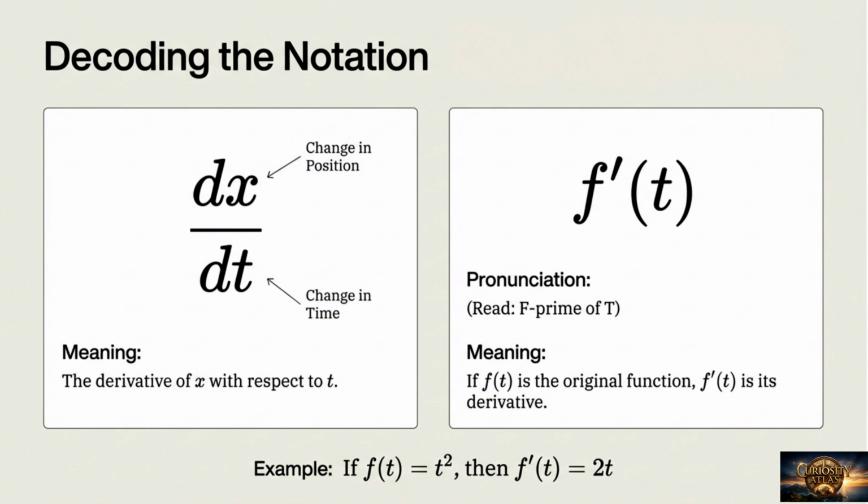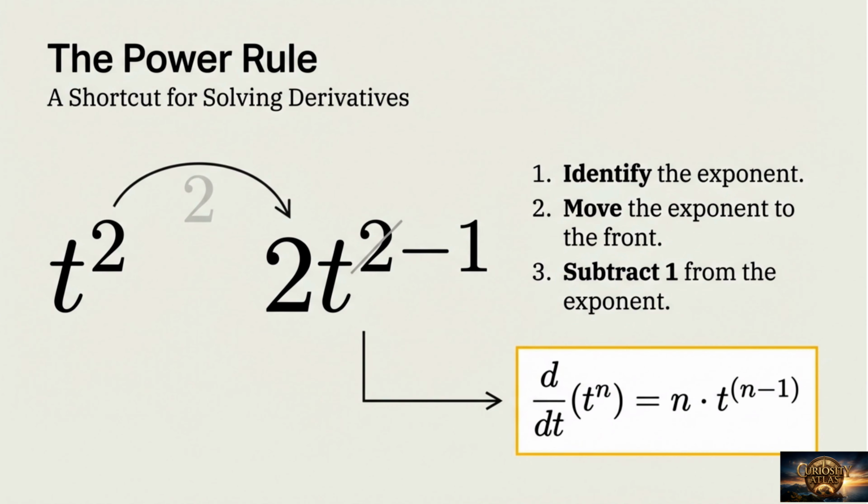Decoding the notation, dx over dt means the derivative of position, x, with respect to time, t. Another common notation is f prime of t, where it is the derivative of the original function f of t. The power rule is a shortcut for solving derivatives. To apply it to t squared, you identify the exponent, move it to the front, and subtract 1 from the exponent, resulting in 2t to the power of 1.